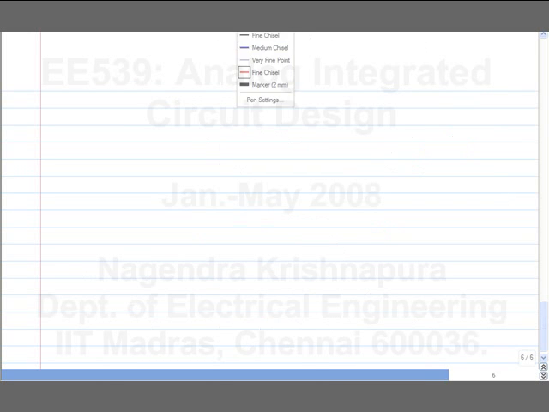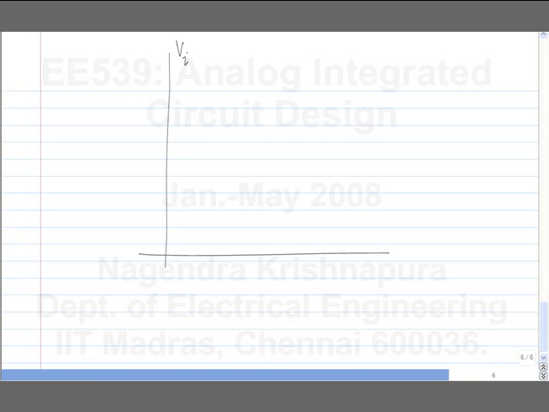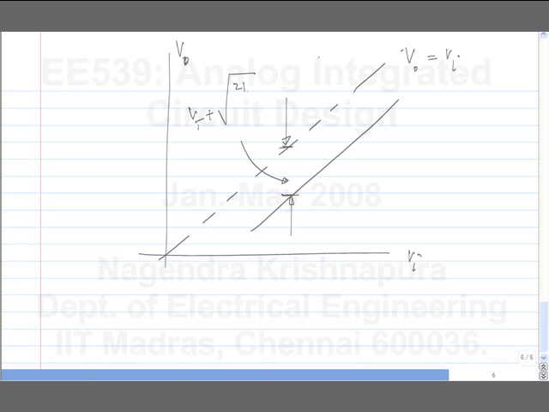What I meant by that is, an ideal follower without any offset will simply follow this line passing through the origin. Now, if you did have the bulk connected to the source, it would follow it with a fixed offset, and this offset is Vt plus square root 2 I naught by mu Cox W by L.